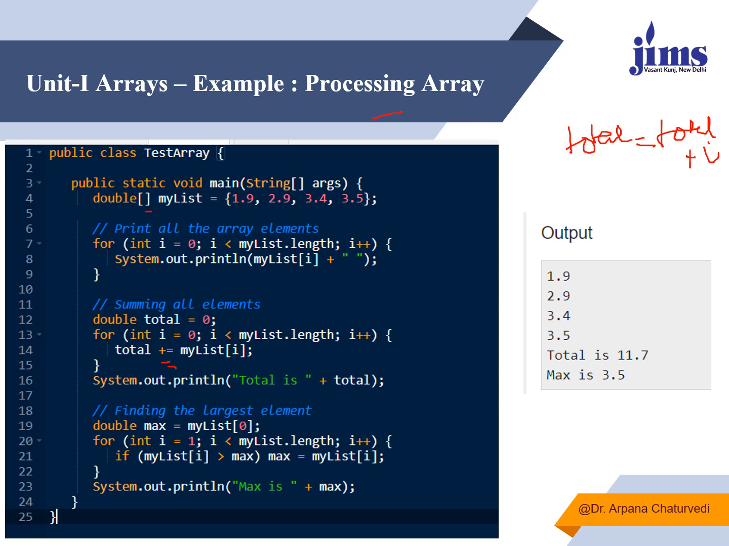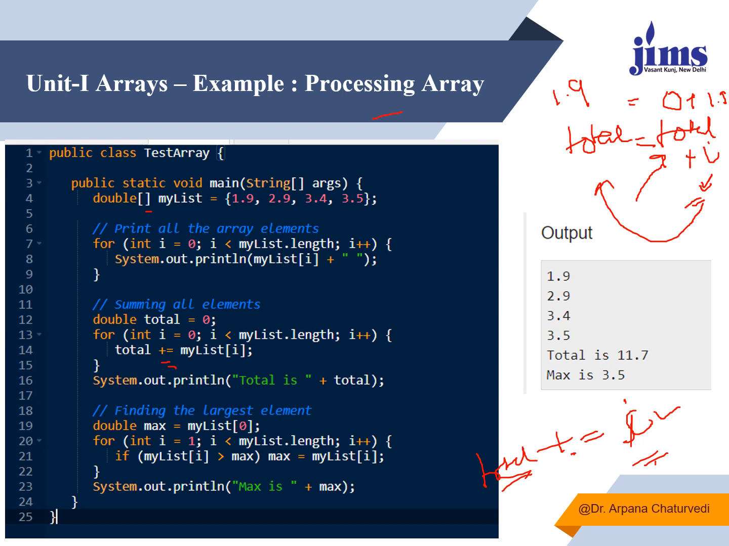So at the initial stage, this total is having 0 plus 1.9. It becomes 1.9. So what it is doing, it is picking the old value of total and adding some new value to it, and whatever the output is, storing in total itself. Writing in this way, I can use a compound assignment operator also, that is total += i. So this means total is equal to the old value of total plus i, and whatever the computed value is stored back into total only. So this is what I am doing over here.